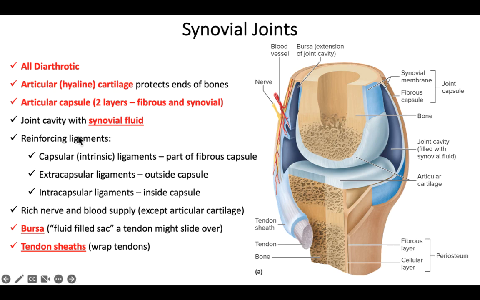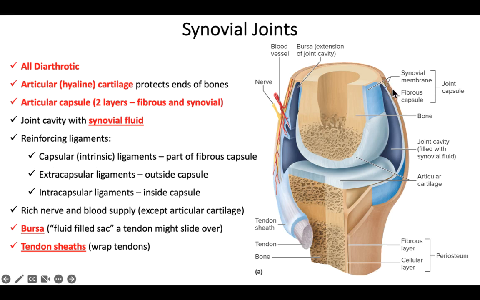And then you've got ligaments. There's a lot of different types of ligaments. They're going to help, obviously, attach bone to bone, but depending on the joint, they might also prevent certain motion that you don't want to occur. And then they'll reinforce or stabilize that connection. Under the heading of ligaments, there could be three types. So you could be part of the capsule itself. Those are known as capsular or intrinsic ligaments.